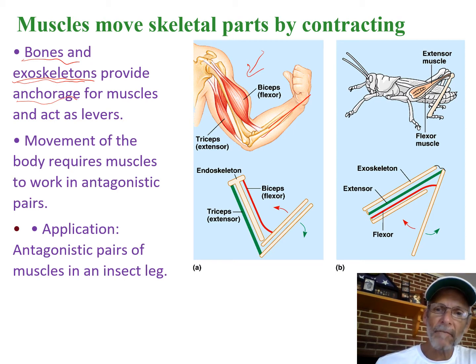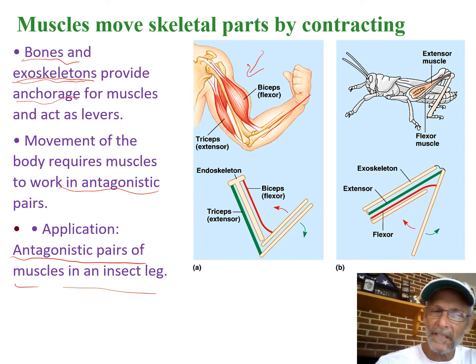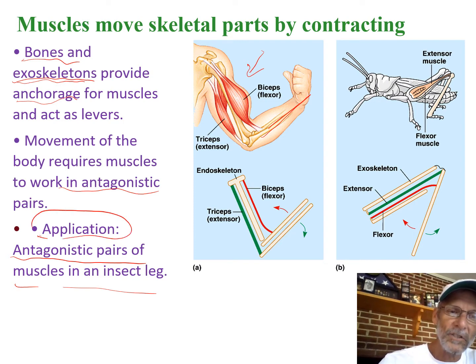And then we have the idea that these muscles are almost always paired with a muscle that causes the opposite kind of movement, and that is antagonistic. There's that word. We had it with hormones, right? Application, antagonistic pairs of muscles in an insect leg. I don't know what it means, to be honest, when they say application, but to me it's like a threat.